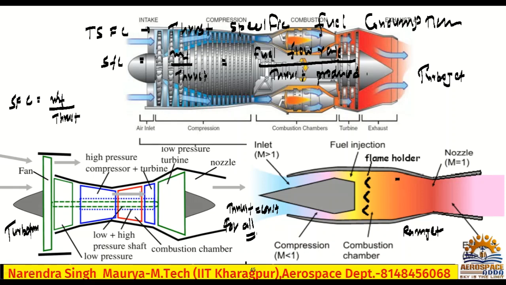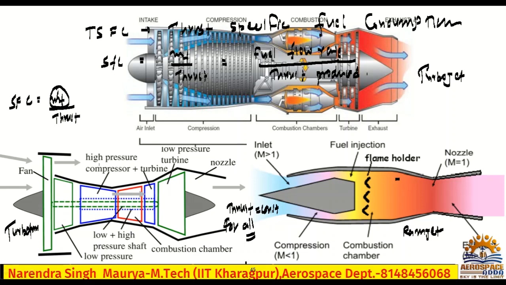Now, if you talk about the SFC, SFC will depend on what amount of fuel you are burning to get the same amount of thrust, because for all the engines they have said they are producing the same thrust. So now your main concentration will be fuel. Where you are burning more fuel, that will give more SFC. Where you are burning less fuel, that will give less SFC. And that's the question they are asking: write the SFC from lowest to highest.